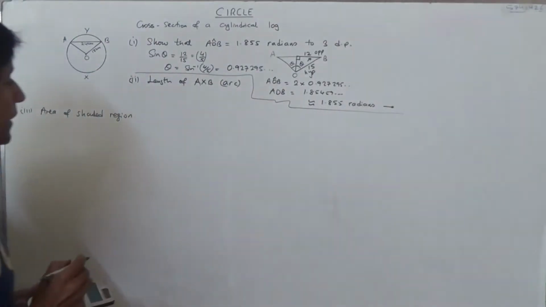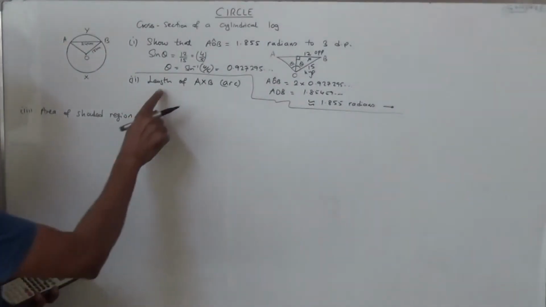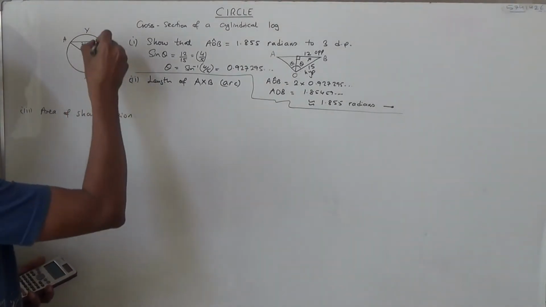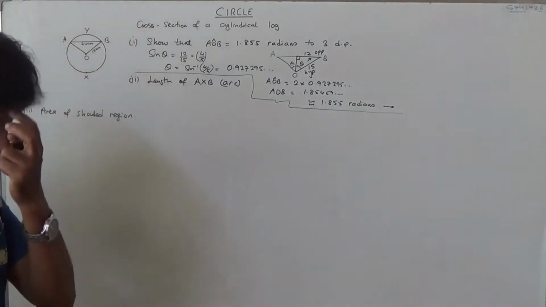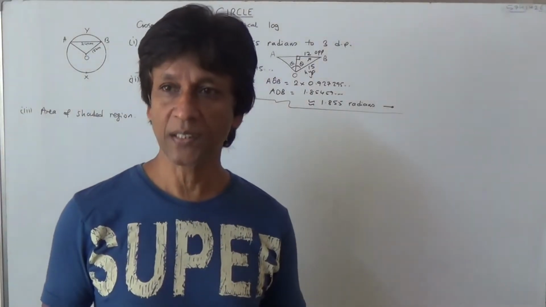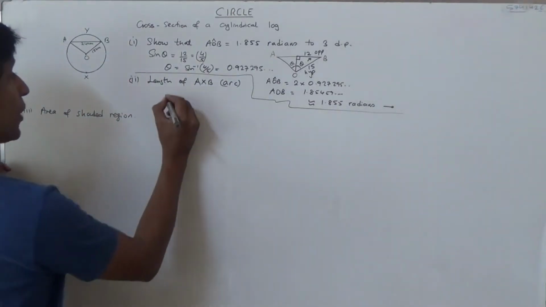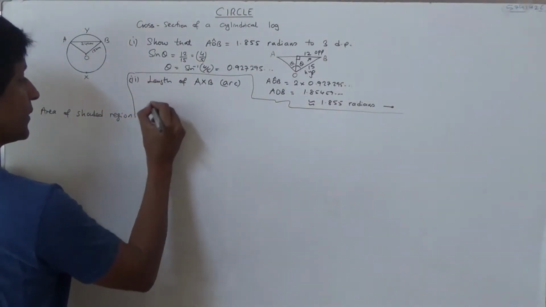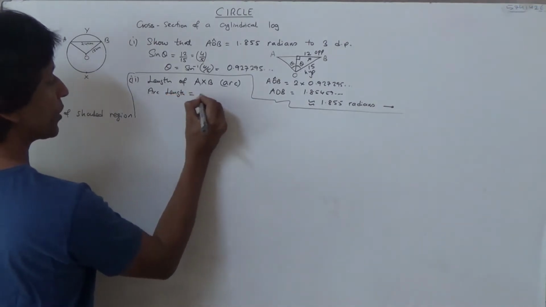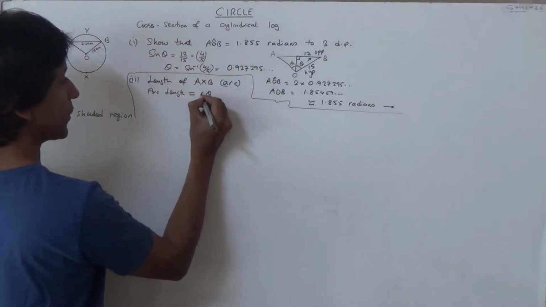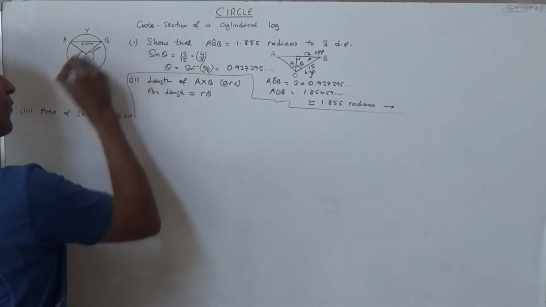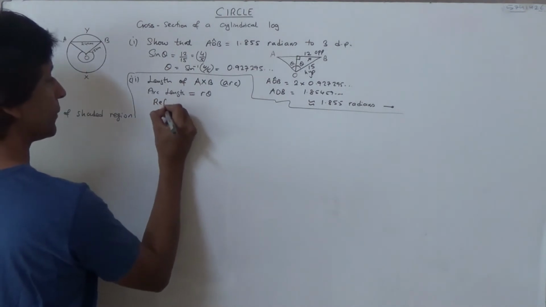Right. The second part, we need to find the length of AXB, so the arc length. Before we go any further, what about arc length? Arc length is r theta. So we know that arc length is going to be equal to r theta, the radius multiplied by the angle. So what is this angle here? The reflex angle. Let me find the reflex angle.